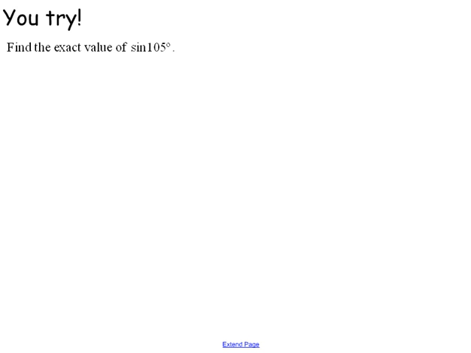Okay, now it's your turn to try it. Find the exact value of the sine of 105. And I'll give you a hint. You are going to be using a sum formula.